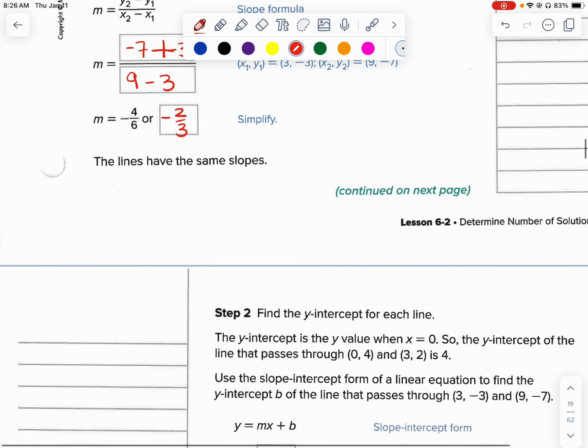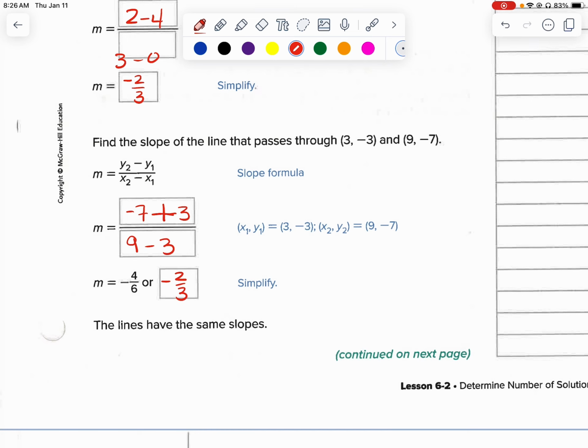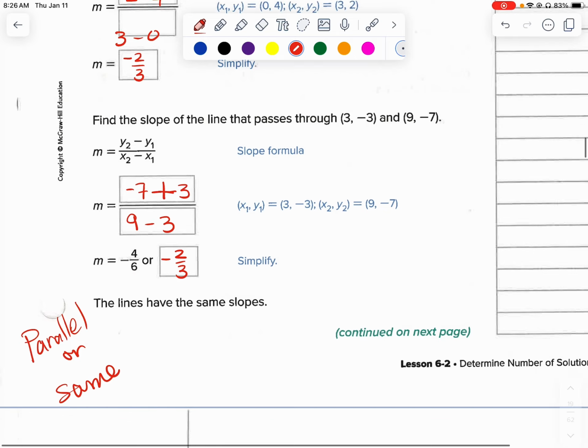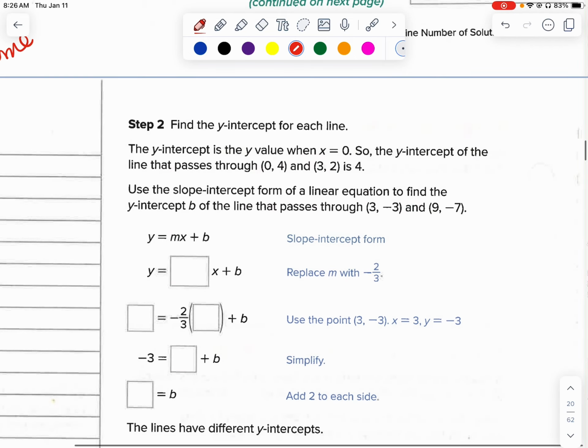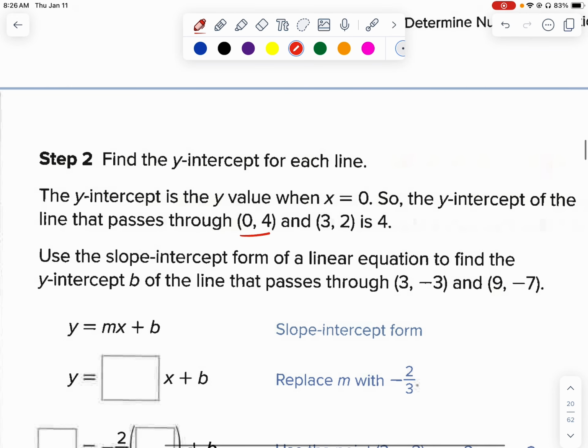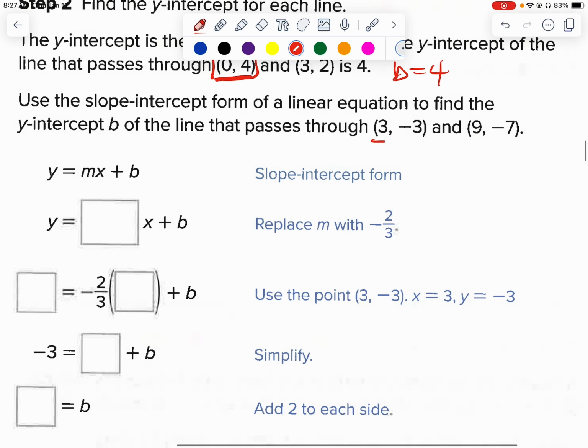So if they have the same slope, it's one of two things. They're either going to be parallel lines or they're going to be the same line. So now we have to figure out if they're parallel or the same, so we have to find the y-intercept. This point right here tells me that for the first set, my y-intercept is 4, so I don't have to do anything with that one. I need to find the y-intercept for these two points.